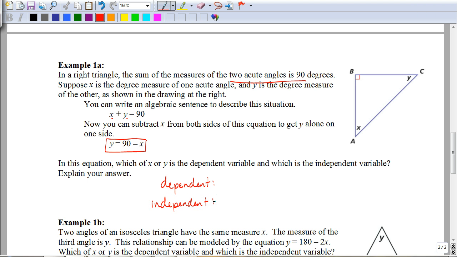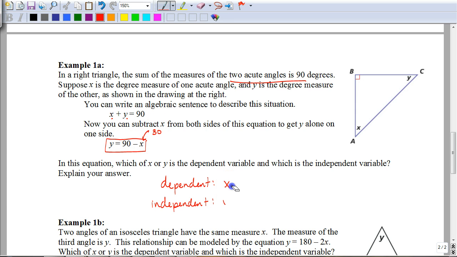So again, an easy way to figure that out is you say, well, if I were to put a number into this equation, where would be the easiest place to put it? And the easiest place to put it would be there for x. So if I said that x was 30, that would mean that x would be my independent variable.